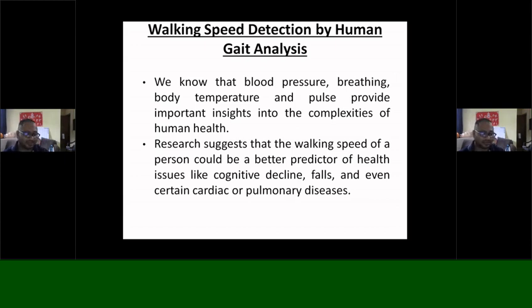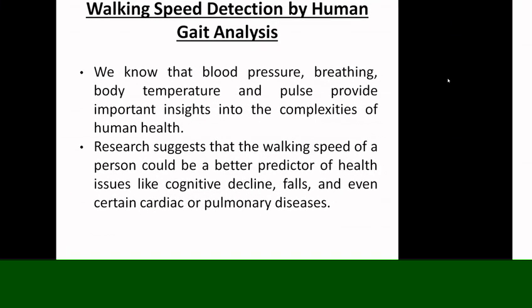Okay, so it used to provide various health metrics, but researchers have suggested that if we use the walking speed of a person, it can be a better predictor of health issues like cognitive decline due to neural disorder or neural dying. It is also used for posture stability and recovery. Even certain cardiac and pulmonary diseases can be identified through gait, the way of walking.